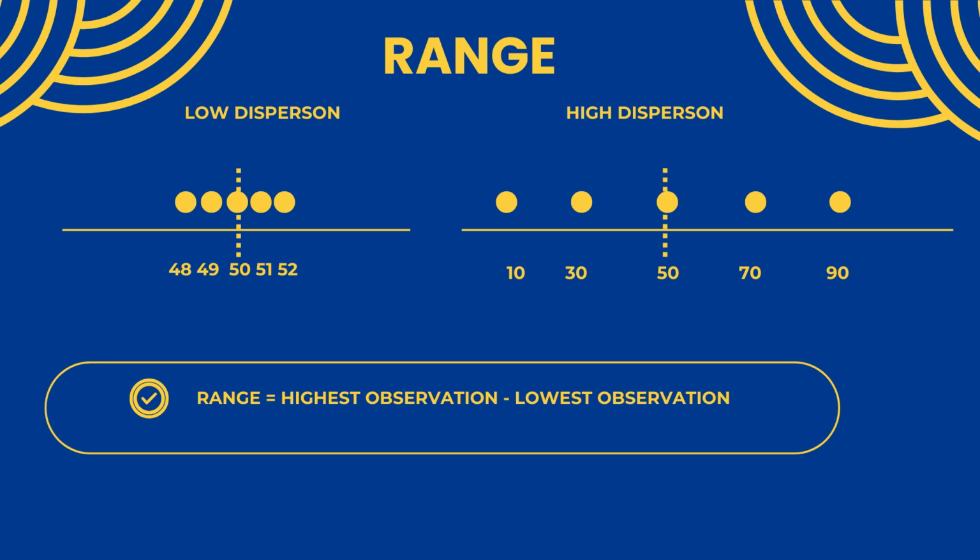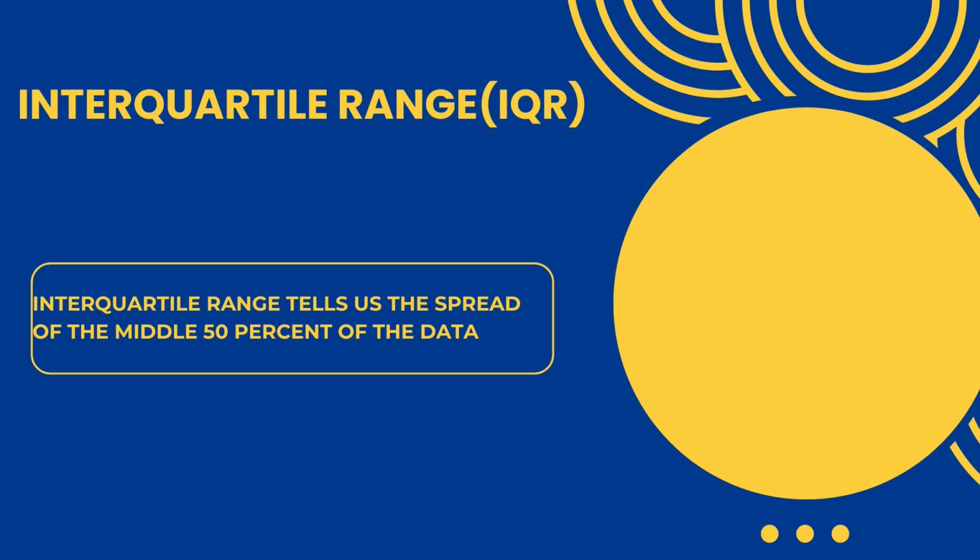In such situations, we can use a better measure called interquartile range, or IQR. Interquartile range tells us the spread of the middle 50% of the data. It focuses on the central part of the dataset and ignores extreme values, making it more reliable. Let us understand this step by step with an example.